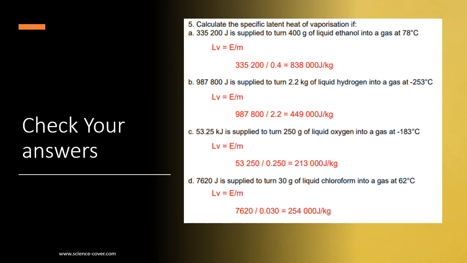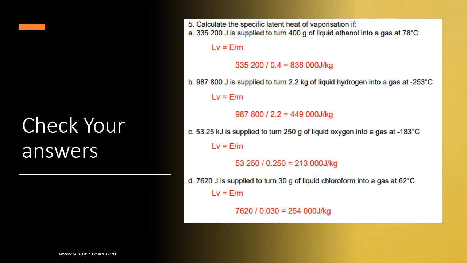Part B, we've got 987,800 joules supplied to 2.2 kilograms. So the energy divided by the mass is 987,800 divided by 2.2, which gives me 449,000 joules per kilogram.